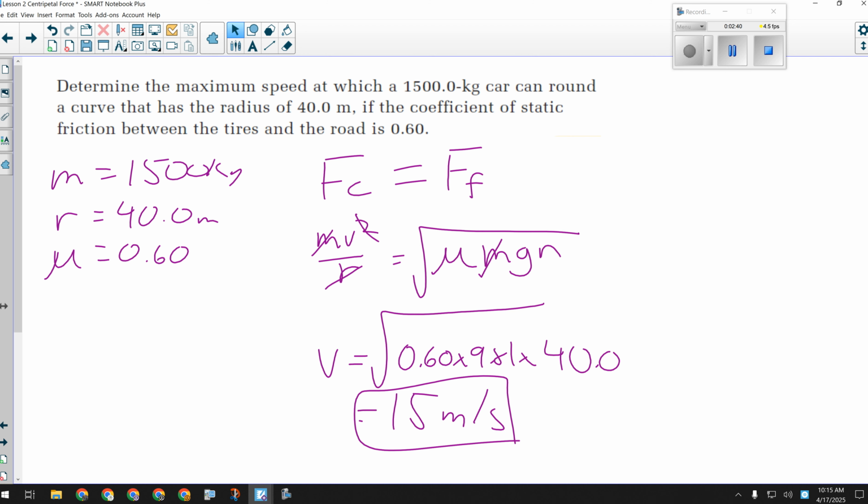Okay? All unbanked corner questions are like that. Fc equals the force of friction, you just have to manipulate and solve. Okay, it's just algebra basically, if you can remember that you need to set Fc equal to Ff for an unbanked corner. Okay, any questions on that one? Okay.